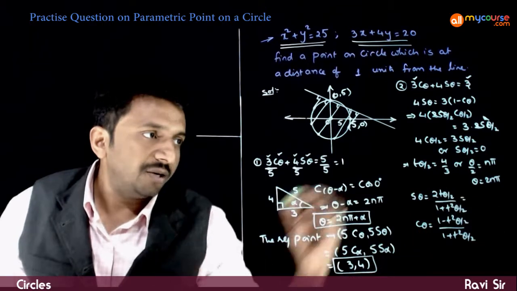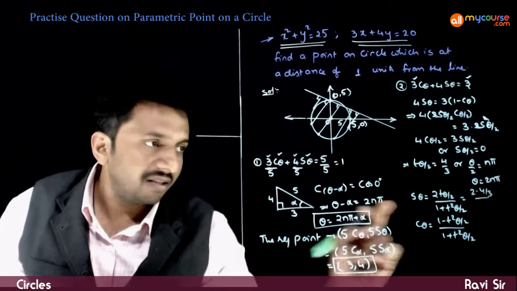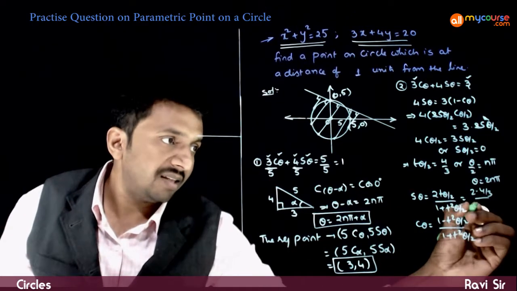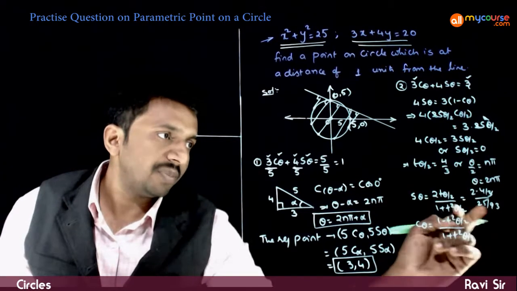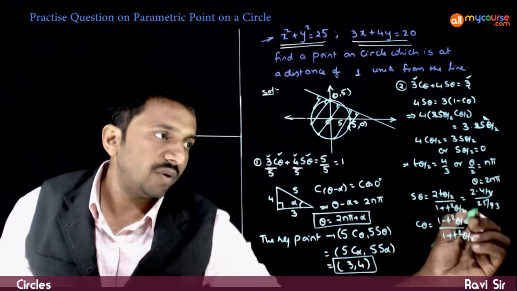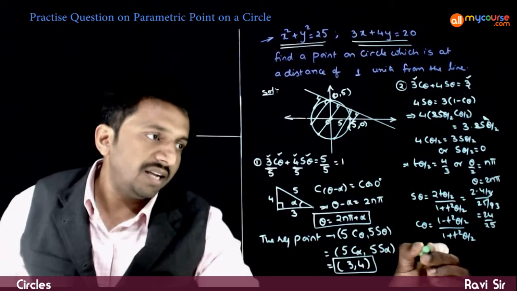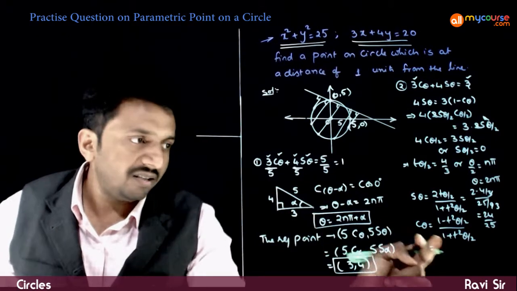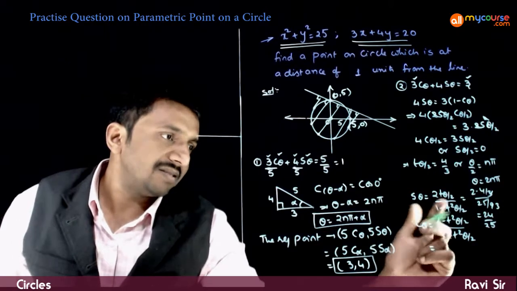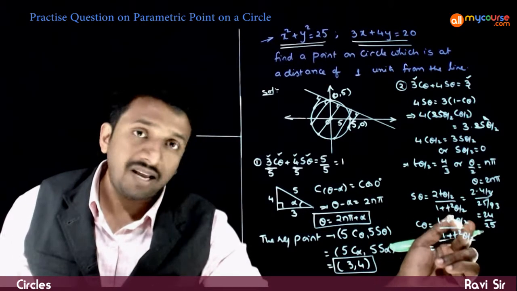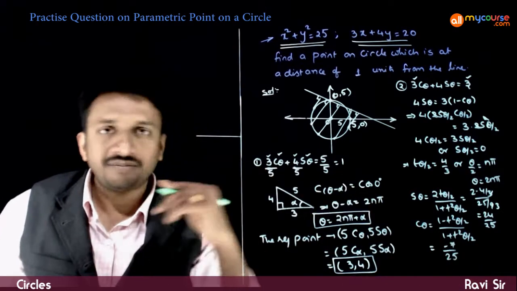So that is equal to 2 times 4 by 3 by 1 plus 16 by 9. 1 plus 16 by 9 is 25 by 9. So 3 and 3 get cancelled, 3 goes up. So 2 4s are 8, 8 3s are 24, so 24 by 25. And cos theta is 1 minus 16 by 9 by 1 plus 16 by 9, so you get minus 7 by 25.